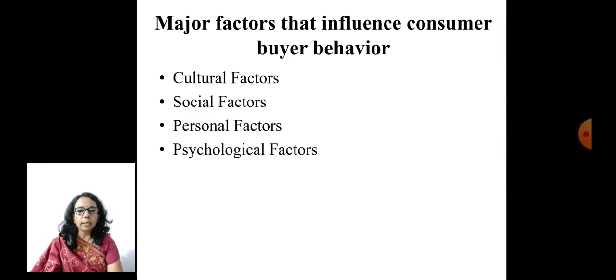Occupation. Well, occupation of a consumer influences the buying behavior. A person tends to buy things that are appropriate to his or her profession. For example, a doctor would buy clothes according to his profession, while a professor will have a different buying pattern.